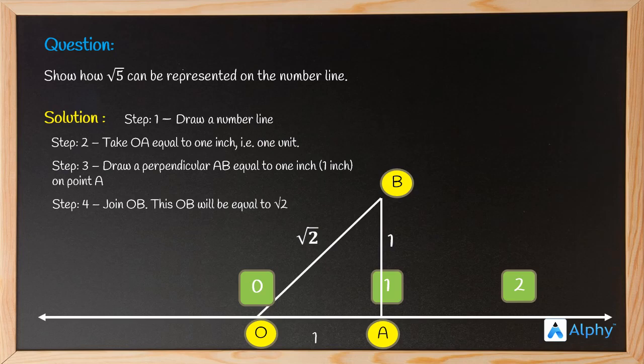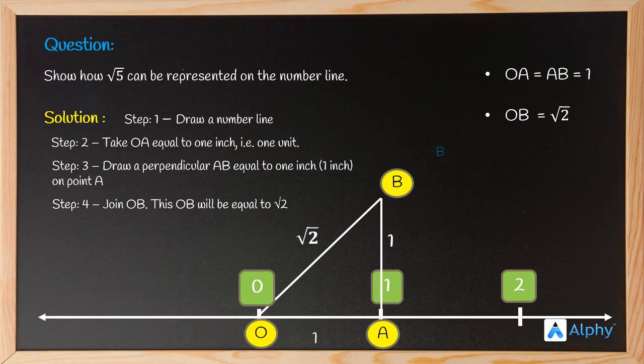How do you get root 2? You just have to apply the Pythagoras theorem to triangle OAB and you obtain root 2. So first of all, we have obtained the plotting of root 2. Now moving ahead, let's see the following conclusions. It says OA equals AB equals 1 and OB is root 2.